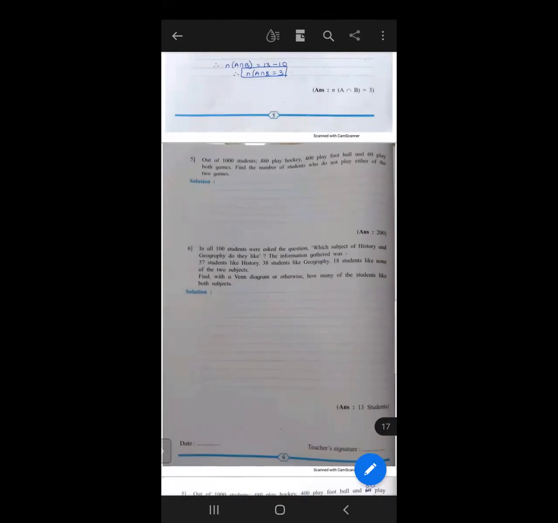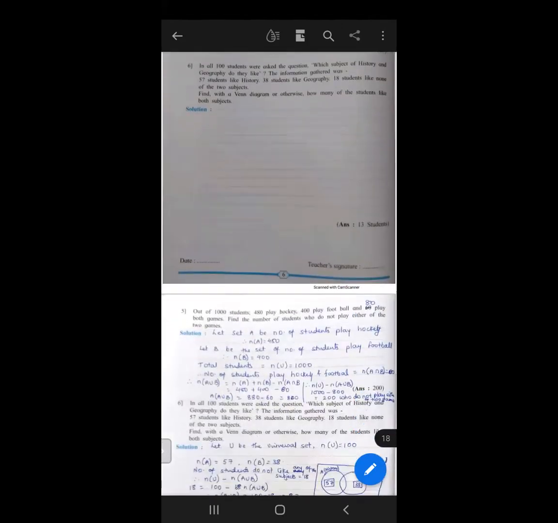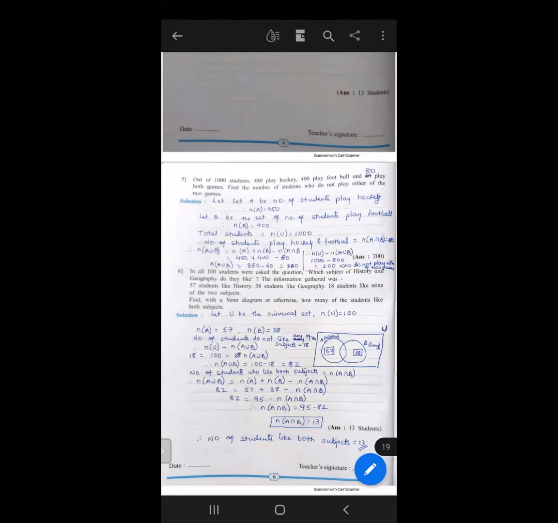In question number 5, out of 1000 students, 480 play hockey, 400 play football, and 60 play both the games. So here for both the games, they have given the number of students as 60. Okay, but it is not 60, it should be 80. So you can make the correction there itself. See here how I have made the correction. 80 play both the games.